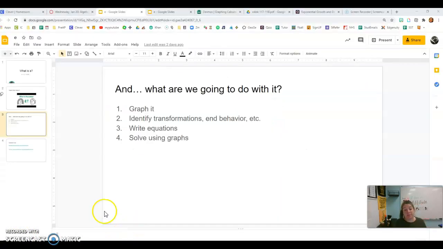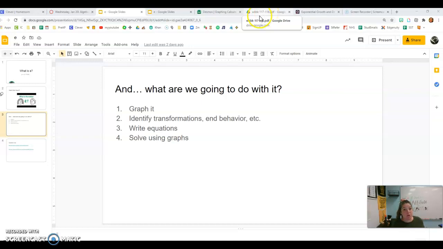Okay, so here's the really fun part. I can't figure out how to go back and delete that. But beside the point, what are we going to do with E, right? You're going to be graphing it, identifying transformations, writing equations, and that sort of thing. Speaking of, let's just get on it, okay?